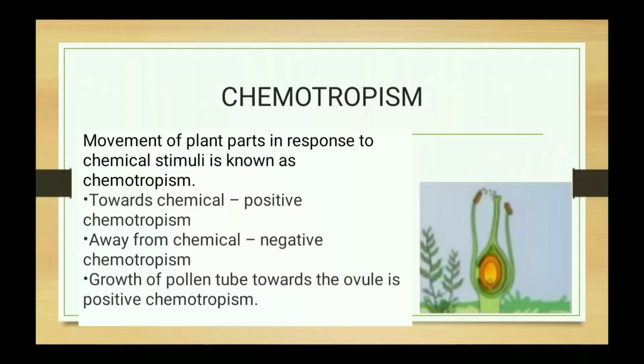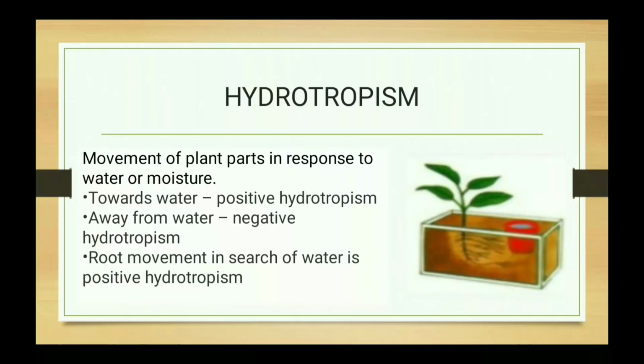Growth of pollen tube towards the ovule is positive chemotropism. Moving on to hydrotropism. Movement of plant parts in response to water or moisture. Towards water, it is positive hydrotropism. Away from water, it is negative hydrotropism.